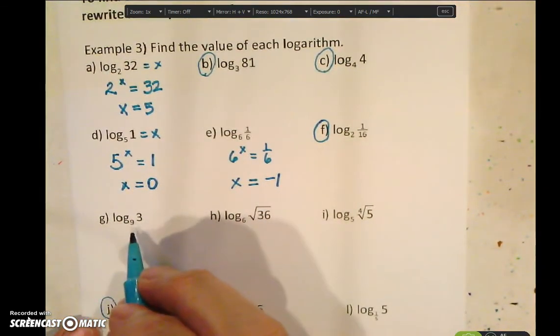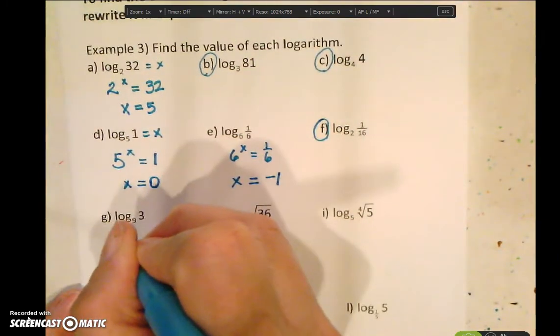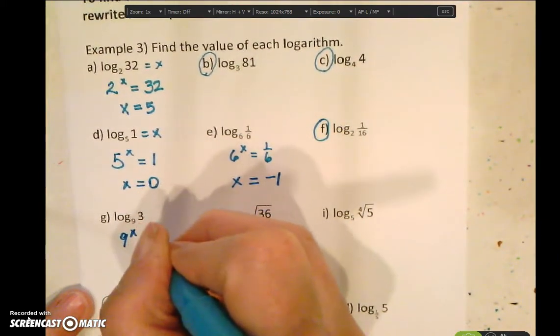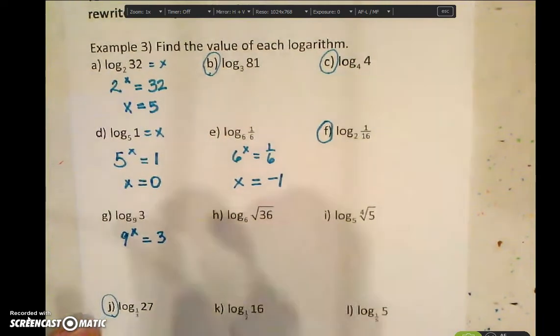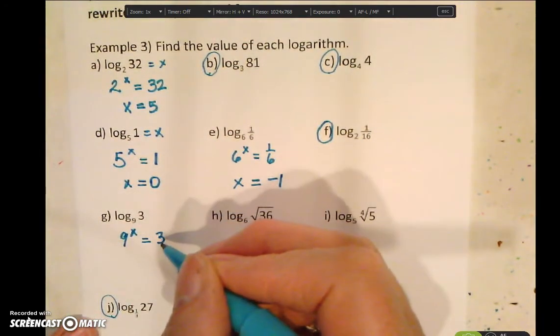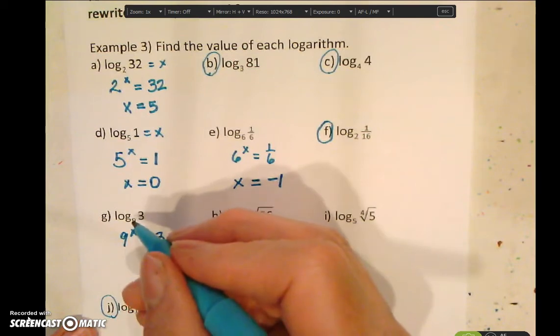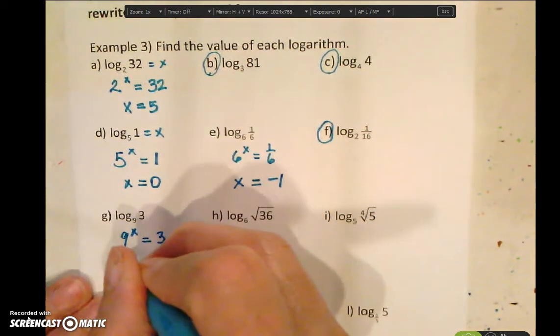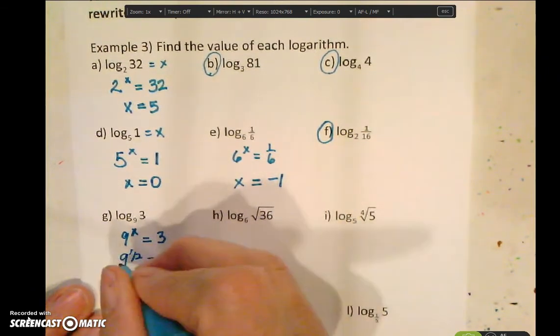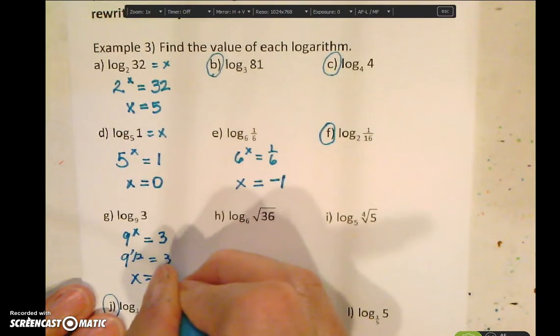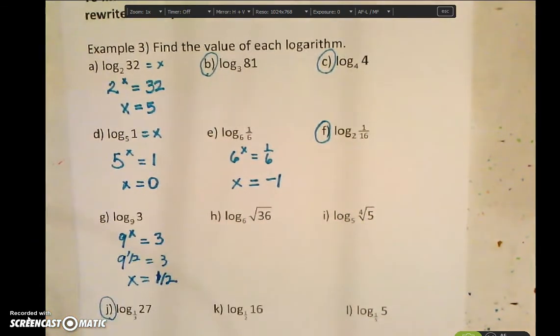Here, you might give this one a try too eventually. G, I have log base 9 of 3, so that's going to be 9 to the x power is equal to 3. All right, well, this one gets smaller. It doesn't flip, so you've got to think, what other kind of exponents do we have? What we do know is that the square root of 9 is 3, and a square root is the same thing as an exponent of 1/2. So I could say that 9 to the 1/2 power is equal to 3. So x is equal to 1/2.